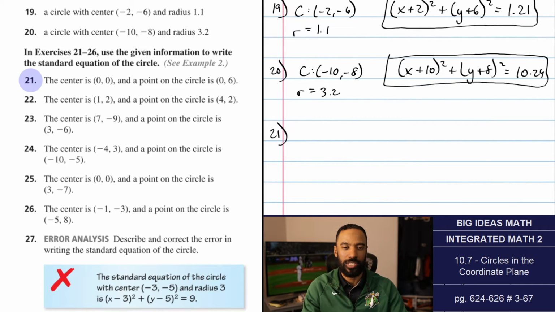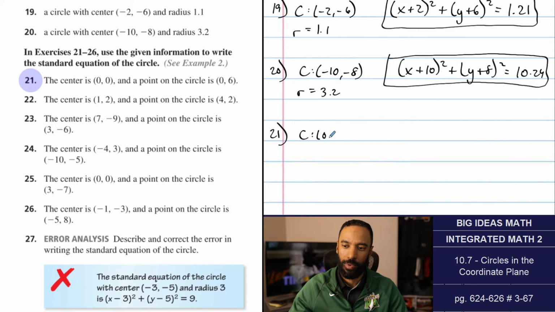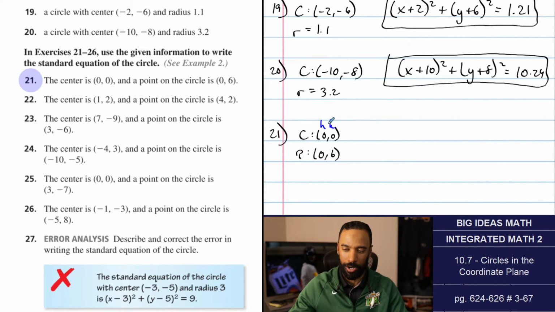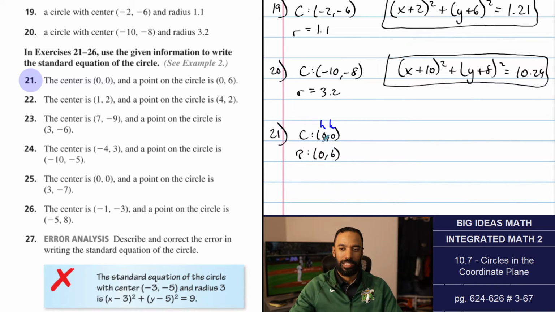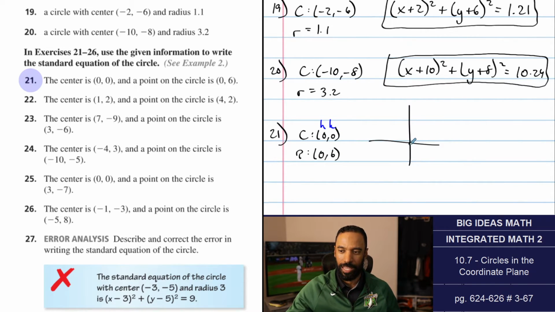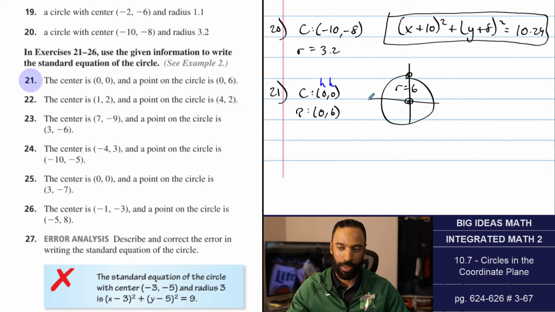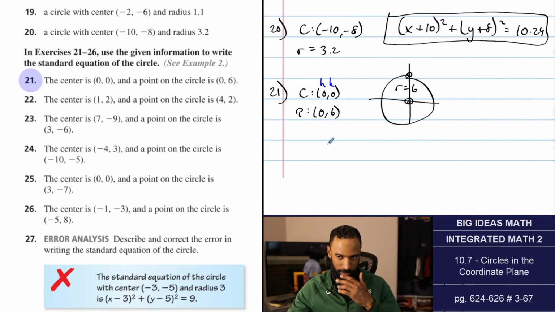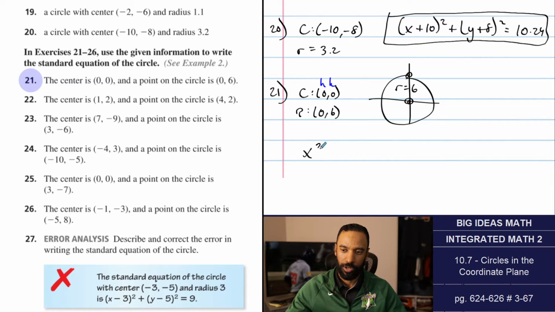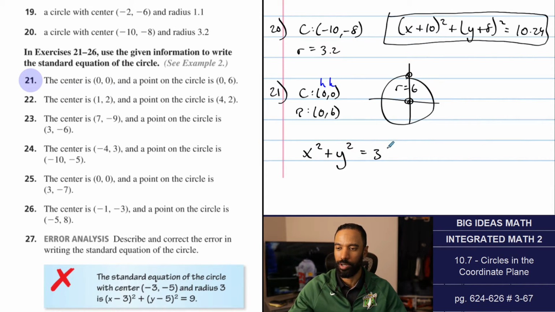In exercises 21 to 26, use the given information to write the standard equation of the circle. Thought we just, oh, okay, this is different stuff. So the center is at 0, 0, and then we have a point at 0, 6. Now, our goal for this is our h and k. For the standard form, we need r. So r is the distance from the center to the point. In reality, this is here, this is here, this is 6 away. That's your r for this case. So radius is 6. I don't have to use Pythagorean theorem for something that's straight above or right, left, or down. H and k are 0, so this will be x squared plus y squared equals, and then r squared is 36.